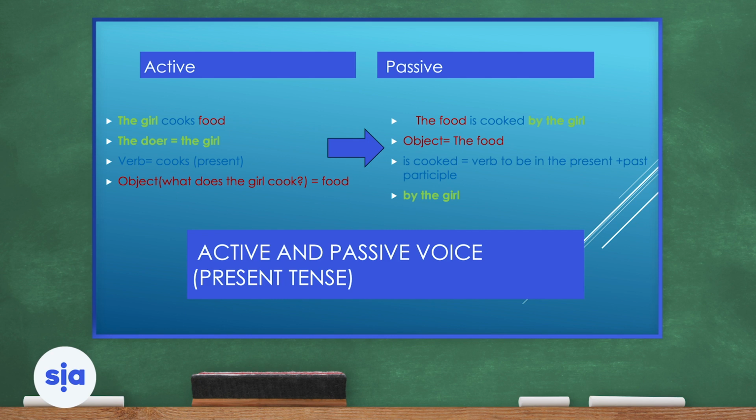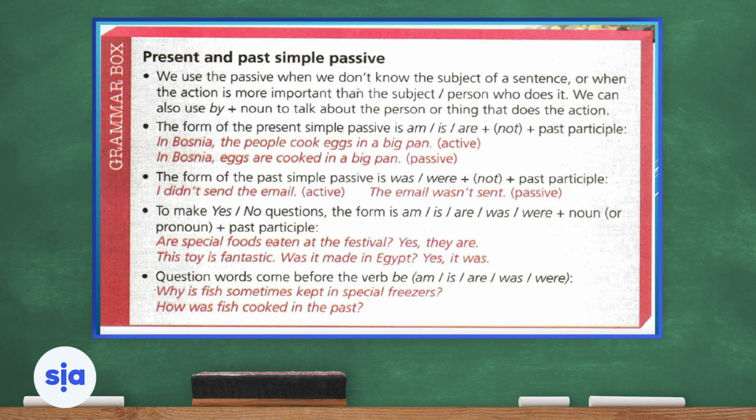Now, let's move on to the next slide. We're going to look at the grammar box, the present and past simple passive. We use the passive tense when we don't know the subject of a sentence, or when the action is much more important than the subject or person who does it. So we can use by plus a noun to talk about the person or thing that does the action. The form of the present simple passive is am, is, and are, plus not, and the past participle.